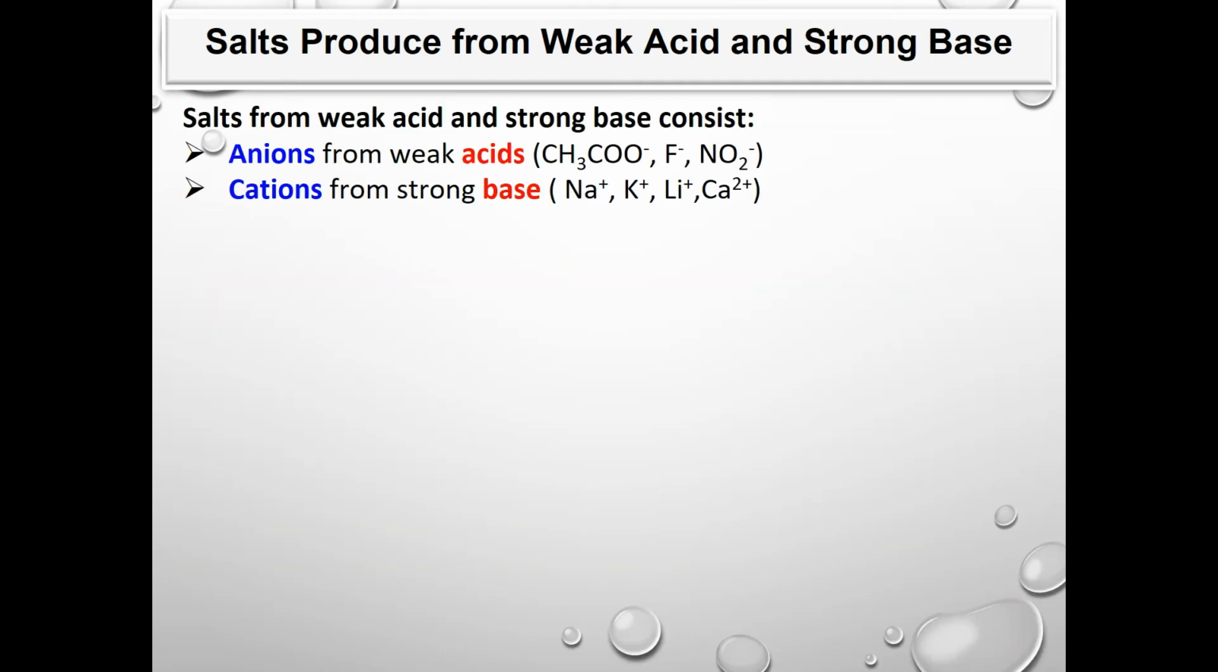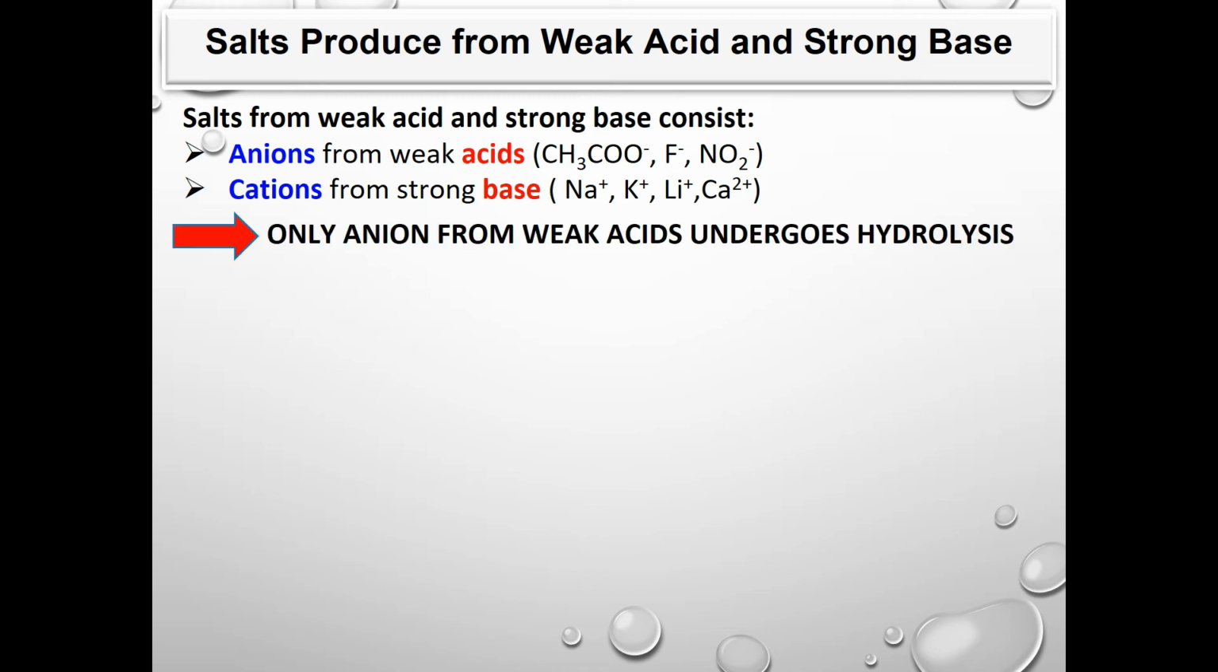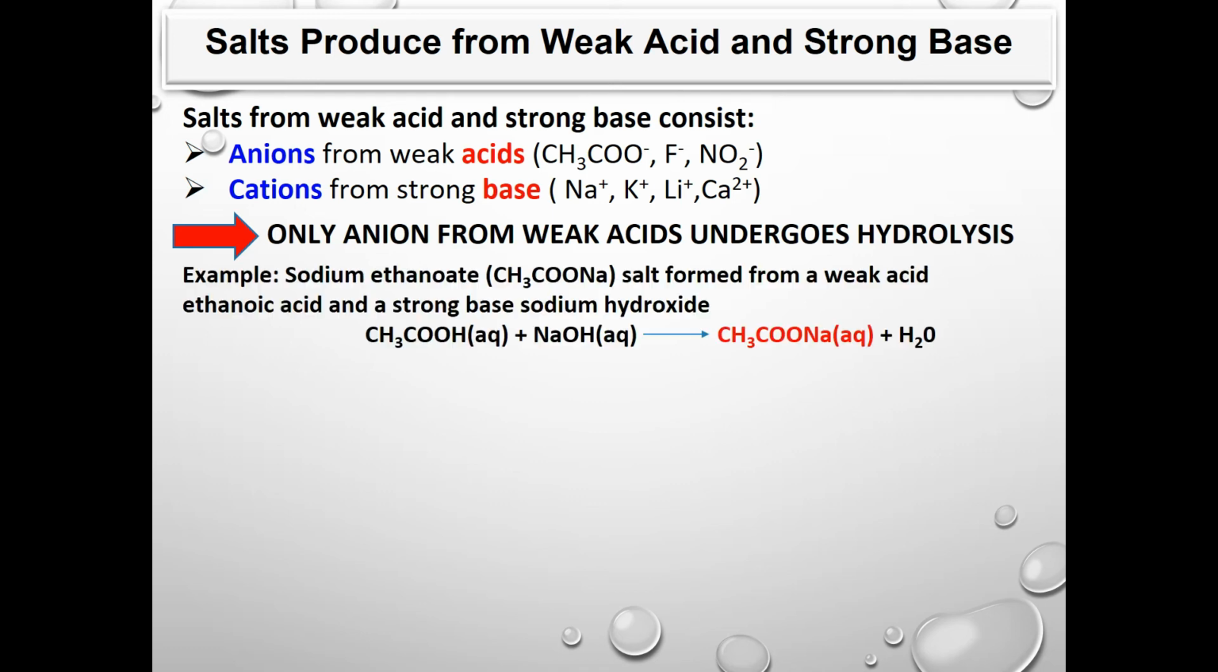Salts from weak acids and strong bases consist of anions from weak acids and cations from strong bases. Only the anion from the weak acid undergoes hydrolysis. Let us look at an example of sodium ethanoate salt, formed from a weak acid, ethanoic acid, and a strong base, sodium hydroxide, as shown in the equation.